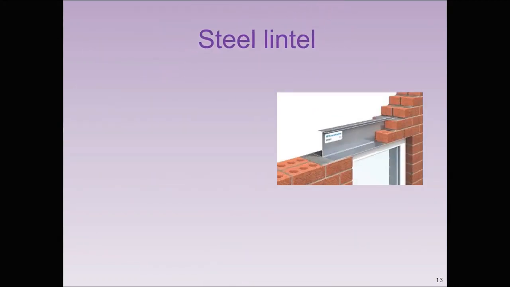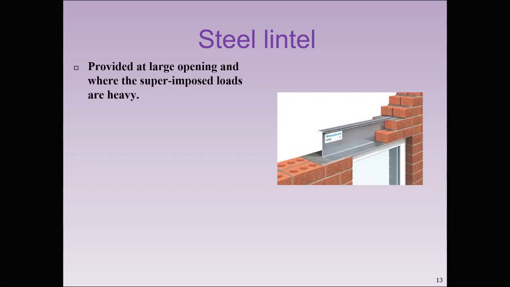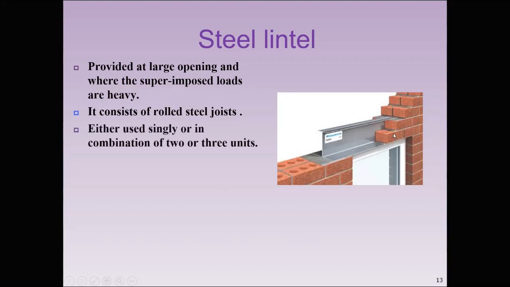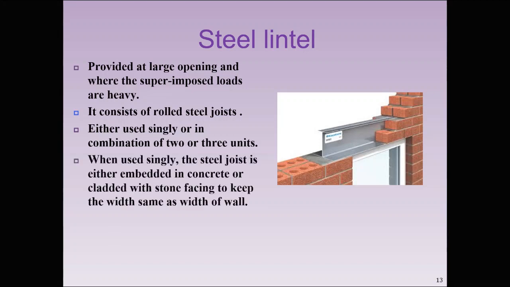Next is steel lintel. Steel lintels are provided at large openings and where superimposed loads are very heavy, and it consists of rolled steel joist. As you can see in this diagram, one rolled steel joist is provided which is embedded in brick masonry. It can be used singly or it can be used in combination of 2-3 units. Sometimes 2 channel sections are also used, and sometimes 2 I sections are also used. When we use them singly, the steel joist can be embedded in concrete or they can be cladded with stone facing to keep the width same as the width of the wall. It is done here also in this diagram.